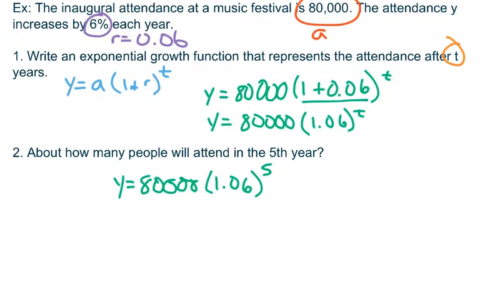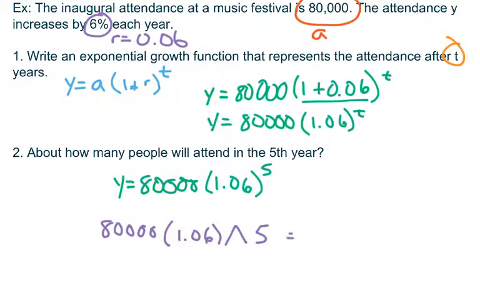Okay, so when we're going to type this in our calculator, we're going to go 80,000 parenthesis 1.06, or if you want to do 1 plus 0.06, it doesn't really matter. And then we're going to hit the exponent button and then 5. And that's going to give us our answer. And we want to round to the nearest whole number because we can't have half a person. That just doesn't make sense.